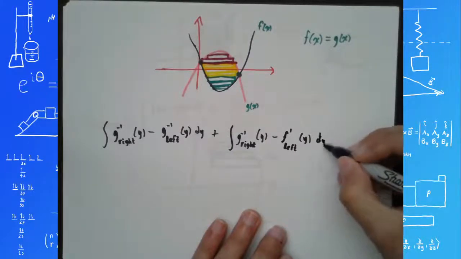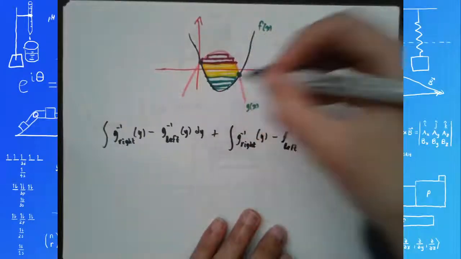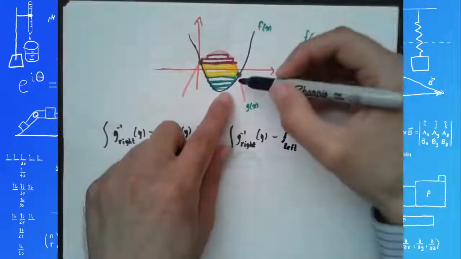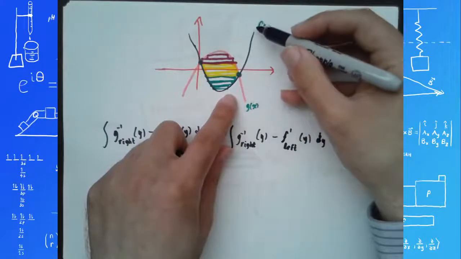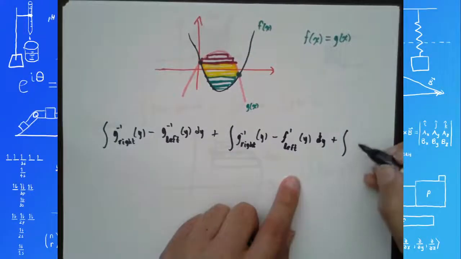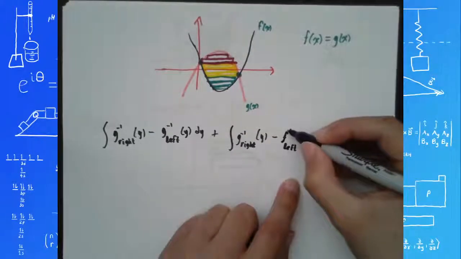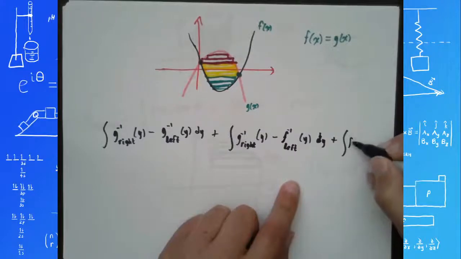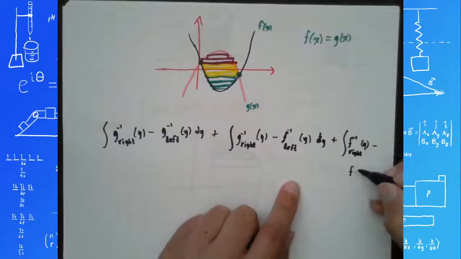and then dy, and then plus your final integral would be the green. And in the green region, your right curve is your navy blue curve, but so is your left. So that's going to be, oops, forgot that sign there, f inverse right of y minus f inverse left. I'm running out of space. dy.